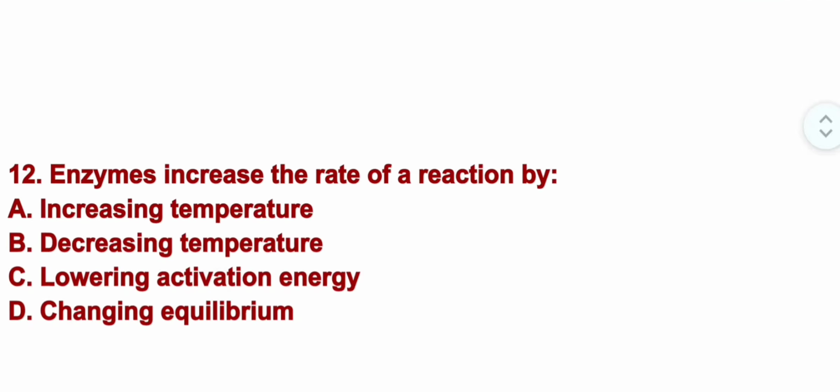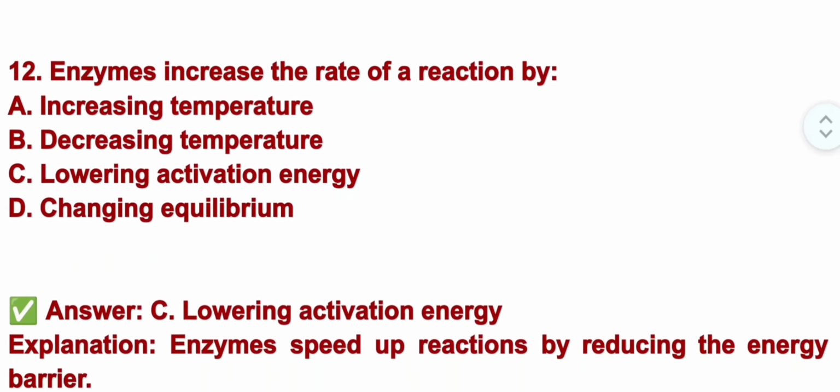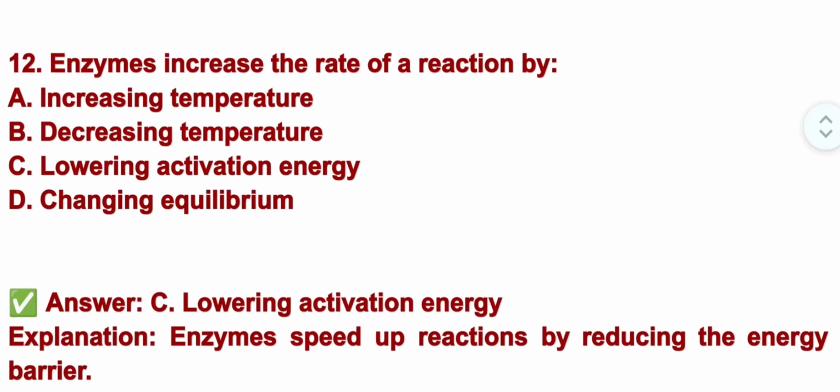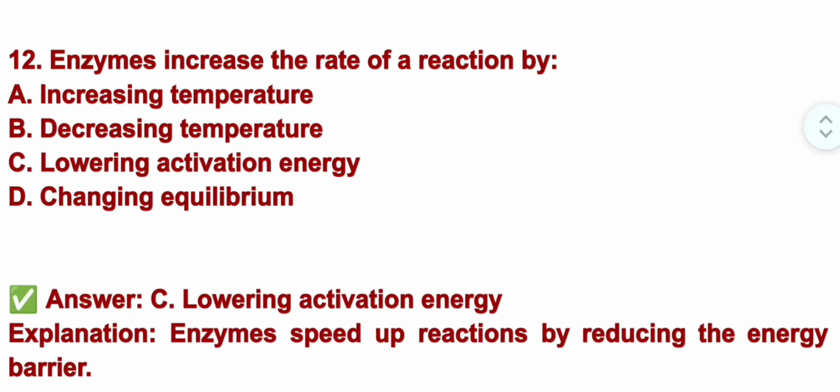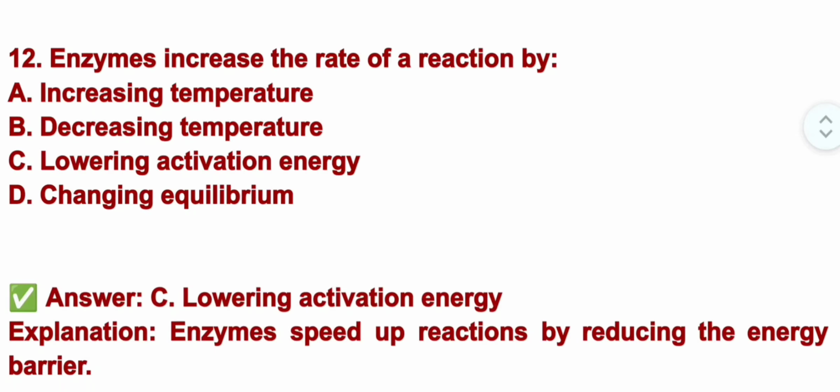Question number 12. Enzymes increase the rate of reaction by? The correct option is option C. Lowering activation energy. Enzymes speed up reactions by reducing the energy barrier.